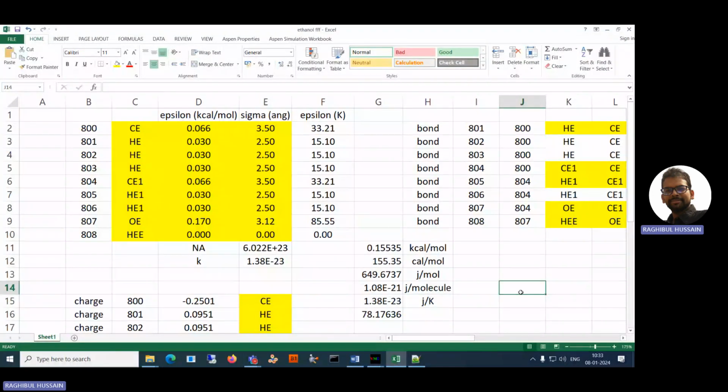Someone's VMD is not working, this column. It is not getting installed.